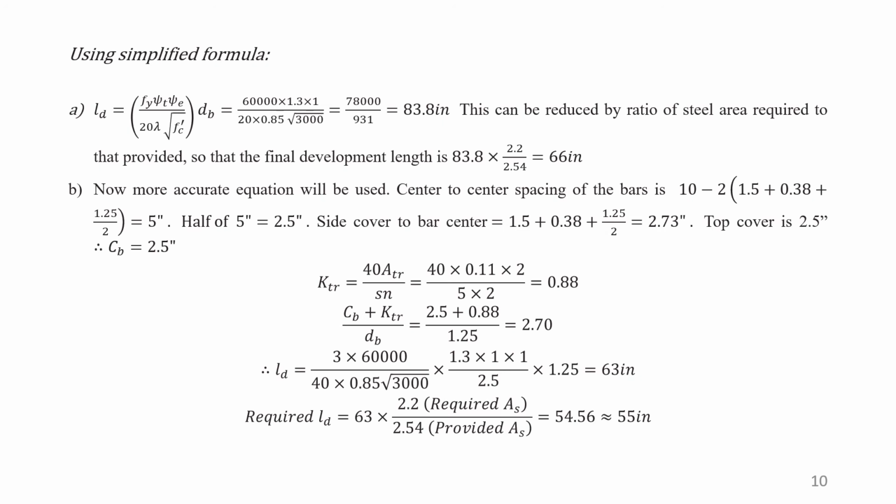You can see if you use this formula, the required LD. As we have used a little bit more area than the required one, that's why the development length will be inversely proportional to that one. That is, the required one is 2.2, and the provided one is 2.54. That's why we have to multiply the calculated value of 63 inch by 2.2, and that will be divided by 2.54, which will give us 54.56, equal to 55 inch. We have to use a 55 inch length of this rod.